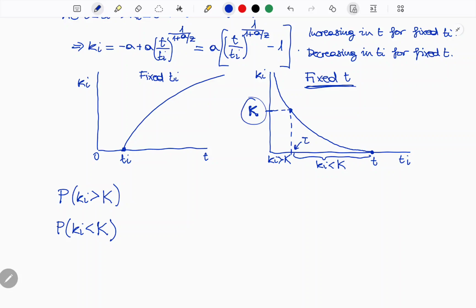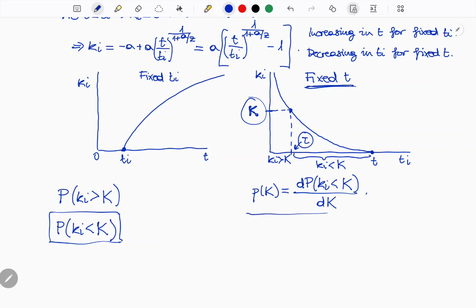We are going to find what this tau is in terms of k, because from this probability we are going to obtain the density distribution. So the probability density is going to be just the derivative of this cumulative distribution, the probability that Ki is smaller than capital K, with respect to capital K. So this is the density. This is the definition of the density. Remember this, okay? So that's it.